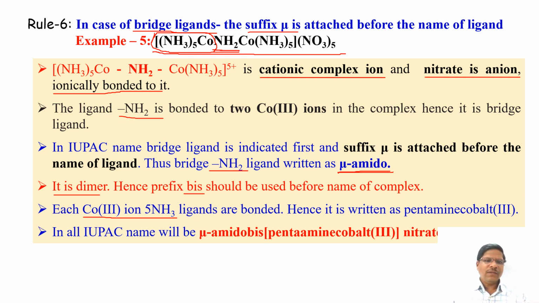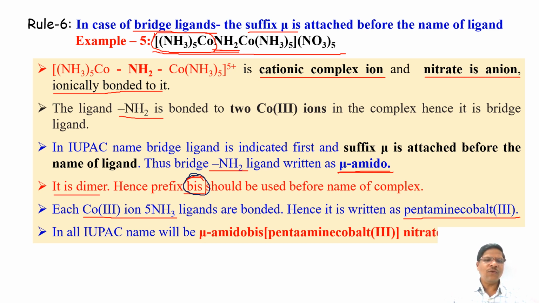So the name of the complex ion will be written pentaamine cobalt 3. And before pentaamine cobalt 3, the prefix bis will be attached. So what will this bis indicate? Bis will indicate there is a dimer.